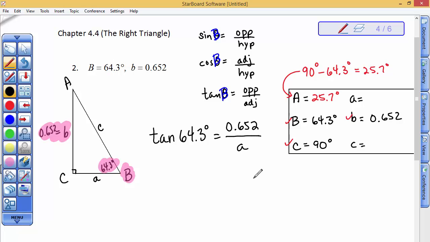So go ahead and put the numbers in right away. Don't put letters down. You know that that's the side opposite, that's the side adjacent. Do our switcheroo. Move A up here, move this down here. When the unknown is downstairs, it's going to be a division problem. It's going to be 0.652 divided by the tangent of 64.3 degrees. Let's find out what that is.